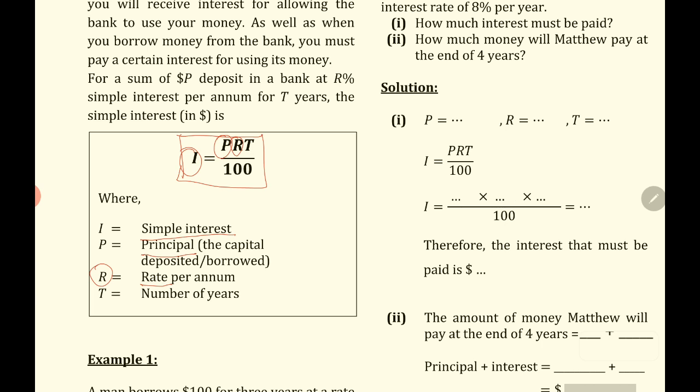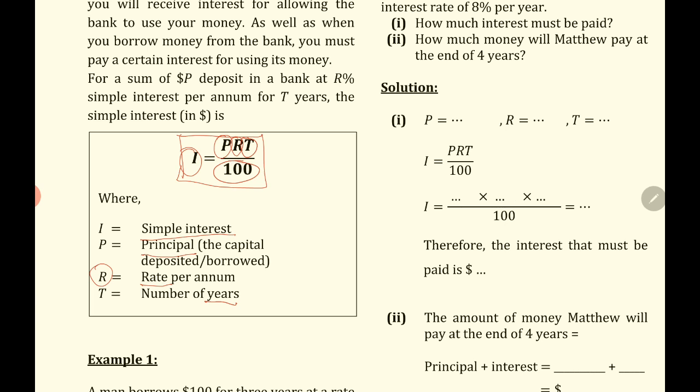So we're looking at the year time frame. Okay, so T is time, also number of years, so we're looking at how many years. Okay, so this is the formula. So we have 100 here, divided by 100.